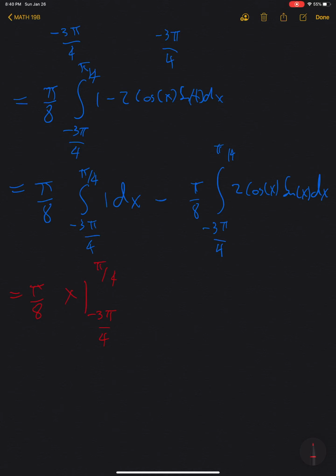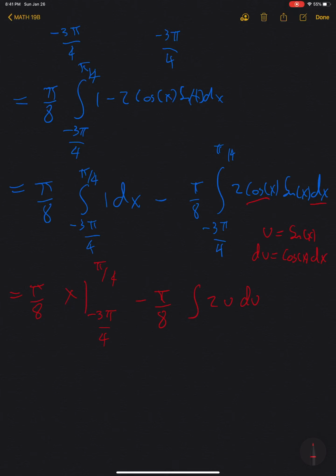Now for the second integral, I need to do a u substitution. So the substitution I'm going to do is I'm going to make u equals sine of x. And in this case I chose this one because du is cosine x dx, and notice that I have that over here. So I can easily rewrite that expression. So this will be minus pi over 8, the integral of 2 times u du. So that integral transforms very nicely.